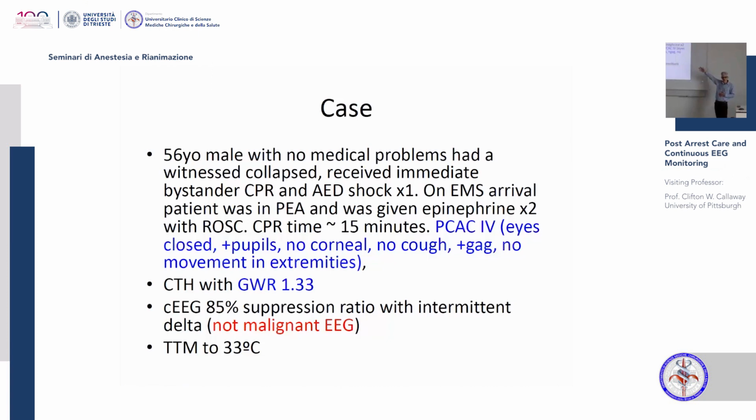His initial examination was not so good. PCAC4, my category 4. He had brainstem reflexes missing, did not move his extremities. His CT scan of his head was okay. The gray-white ratio was normal, so no brain edema. And his EEG is very suppressed, and I'm hoping that that's evolution to good EEG. It's not malignant. So he gets temperature management. We do 33 degrees for our PCAC4s.